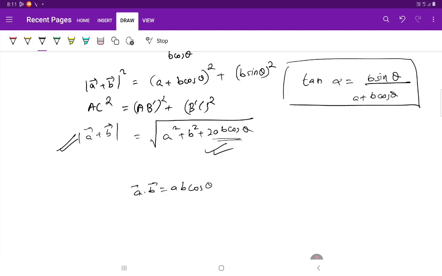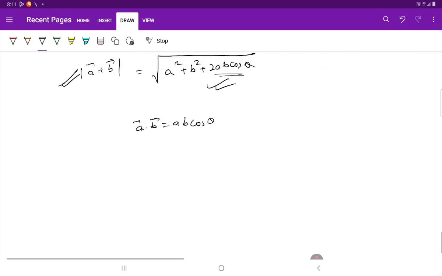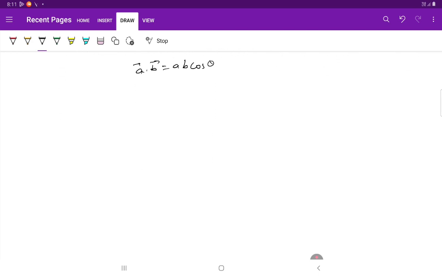Now let us see a few questions regarding this concept, that is addition of vectors. But before picking any problem, we'll be defining another concept, that is multiplication with a scalar.